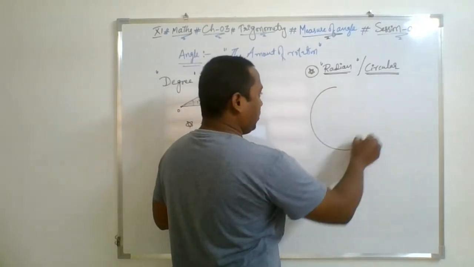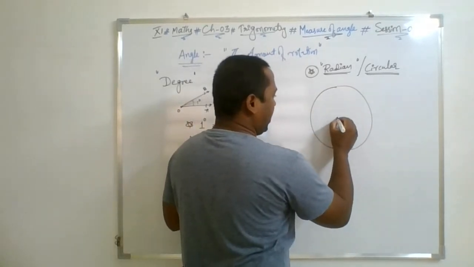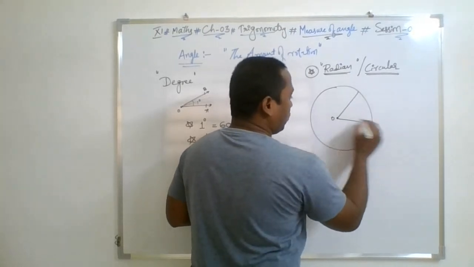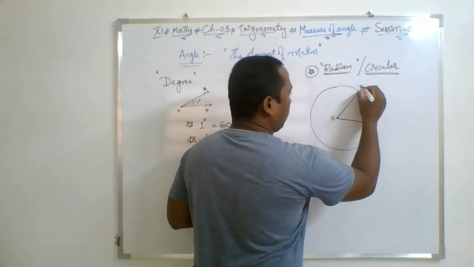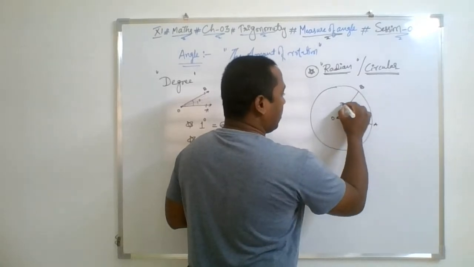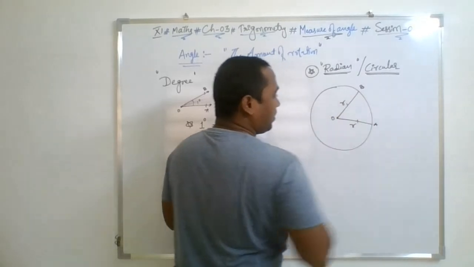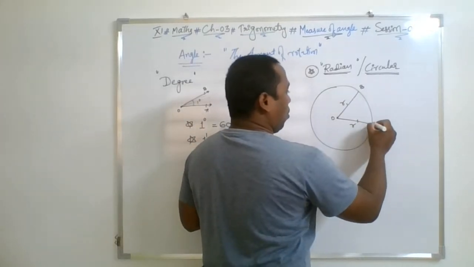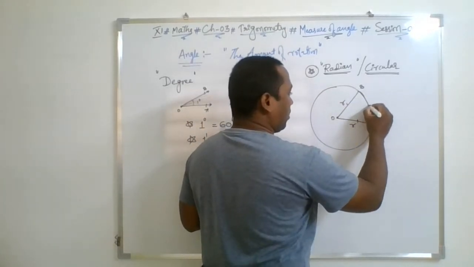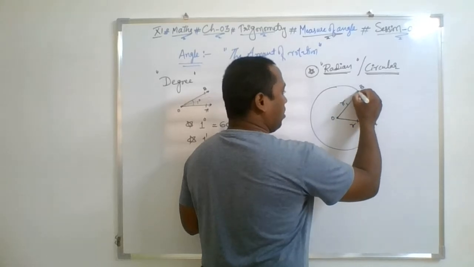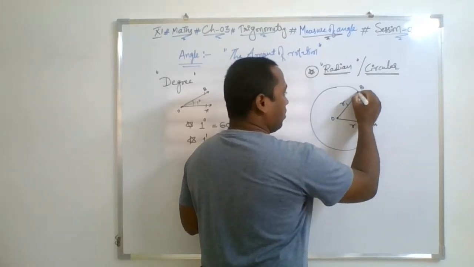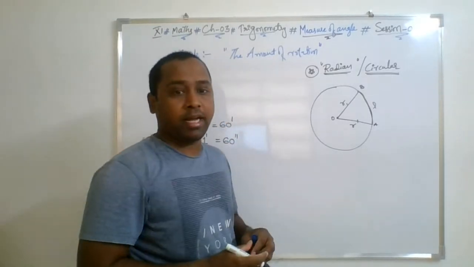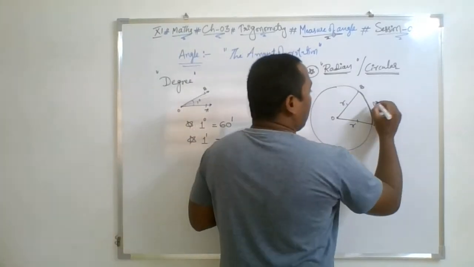Now, I am drawing a circle of radius r units. O, A, B are the points on the circumference. Since it's the radius, it will be the same, right? And this AB is called the length of arc. You know that very well. And the length of arc is denoted by small l.